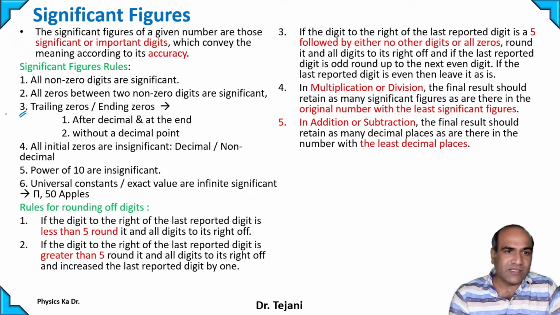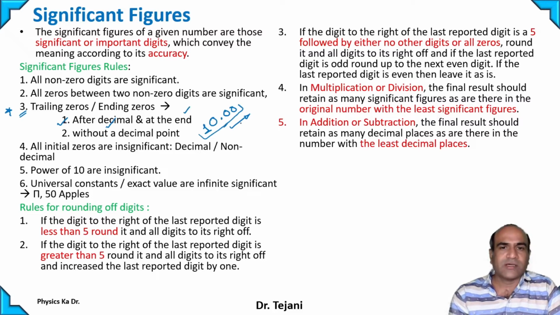The next one is important. Trailing zeros or ending zeros. That means the zeros which come at the last. In this case, what are we going to do? So there are two rules. One is after the decimal, suppose there is a decimal like 1.00. If the zero is after the decimal and at the end, we need to check two conditions. Is there a decimal? Yes. Is there an ending zero? Yes. So all of these are to be considered significant numbers.